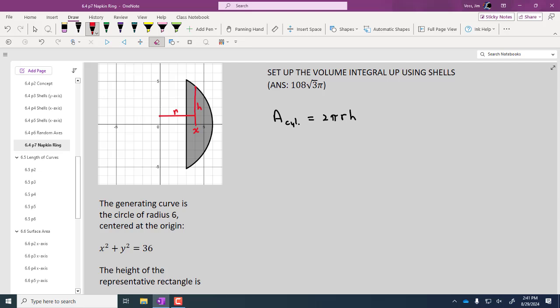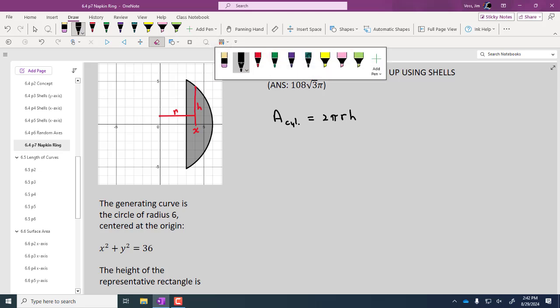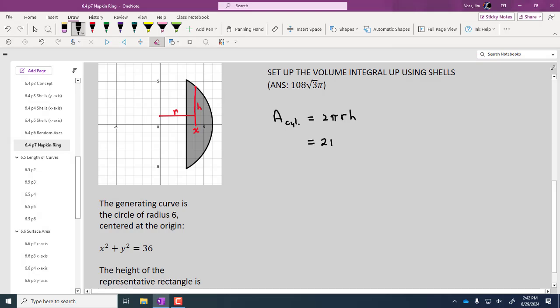So we need to convert the r and the h into x's. And that's pretty easy in this case. For the radius, it is x. That's how far the element is from the y-axis. Now the height, that's vertical. So a vertical distance is always the upper y value minus the lower y value. Well, the lower y value is just 0, right? The y value down there is 0.